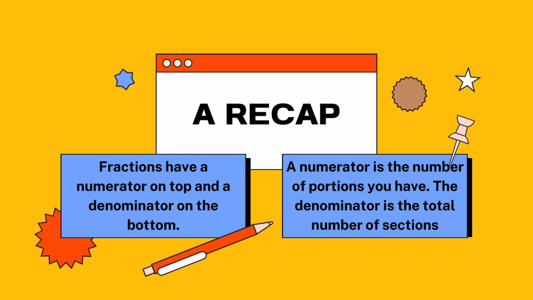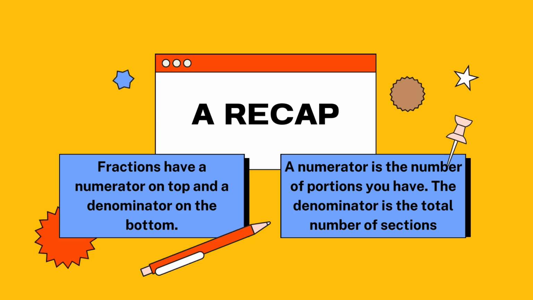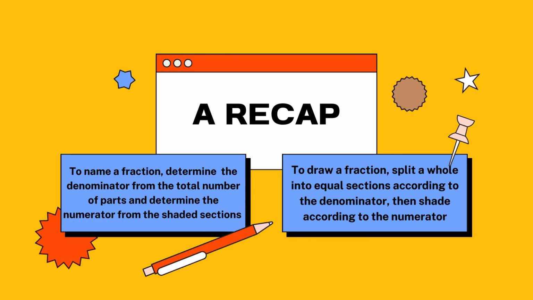Fractions have a numerator on top and a denominator on the bottom. A numerator is the number of shaded portions. The denominator is the total number of sections of a whole. To name a fraction, determine the denominator from the total number of parts and determine the numerator from the number of shaded sections.